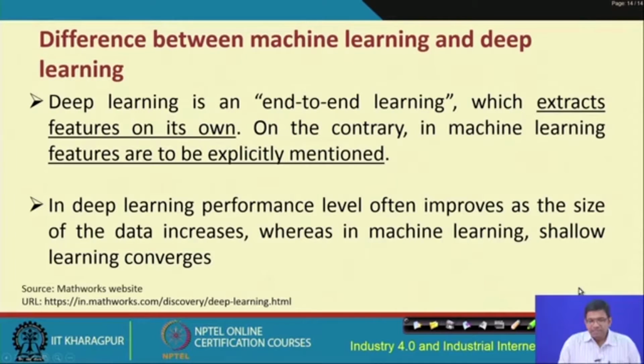Now, the difference between machine learning and deep learning. Deep learning is an end-to-end learning which extracts features on its own. This is the key thing, extraction of features on its own. On the other hand, in machine learning, features have to be explicitly, manually mentioned. In deep learning, the performance level often improves as the size of the data increases, whereas in machine learning, shallow learning basically converges.